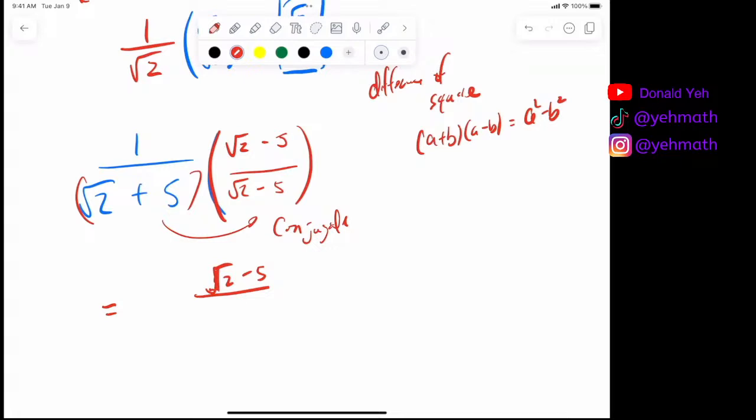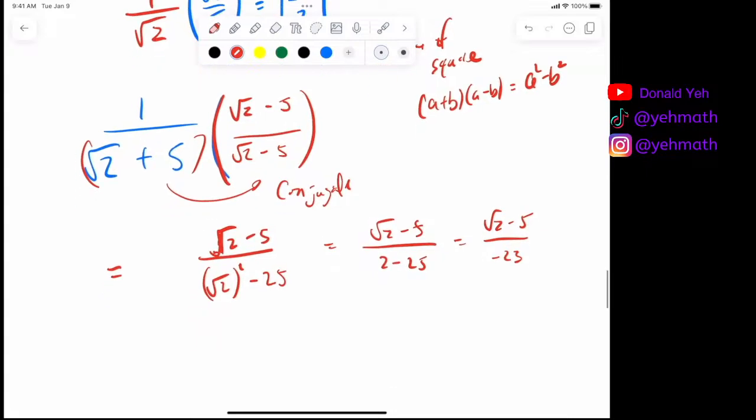It's called difference of squares. So it's going to be square root 2 squared minus what? No, minus what? 25. Good. So that's going to be square root 2 minus 5 over 2 minus 25. Does that make sense? Because square root 2 squared is 2. So that's going to be minus 23, square root 2 minus 5 over it. Is that okay?